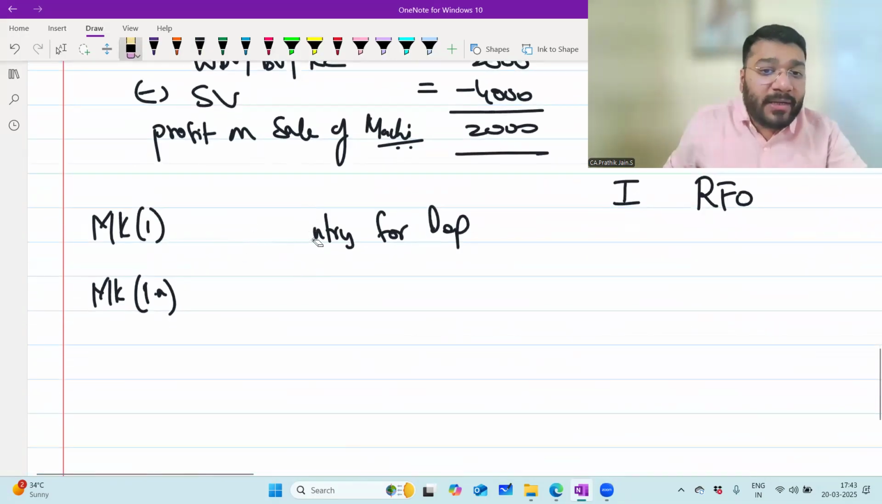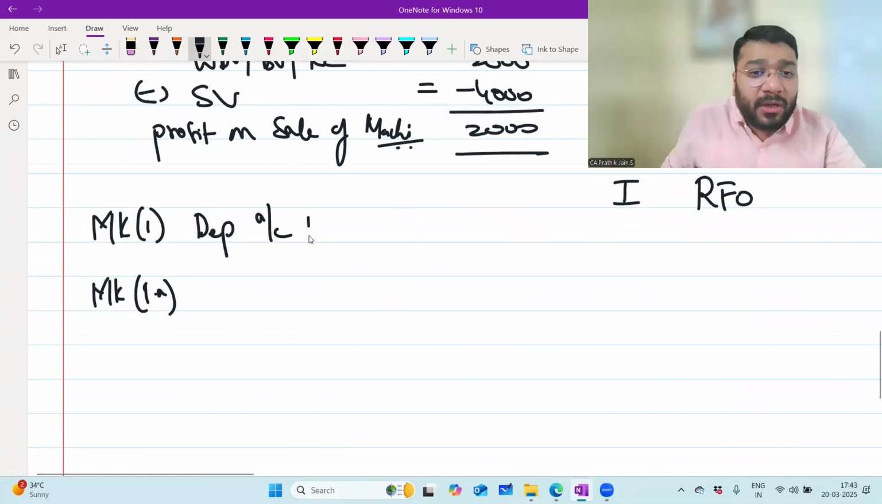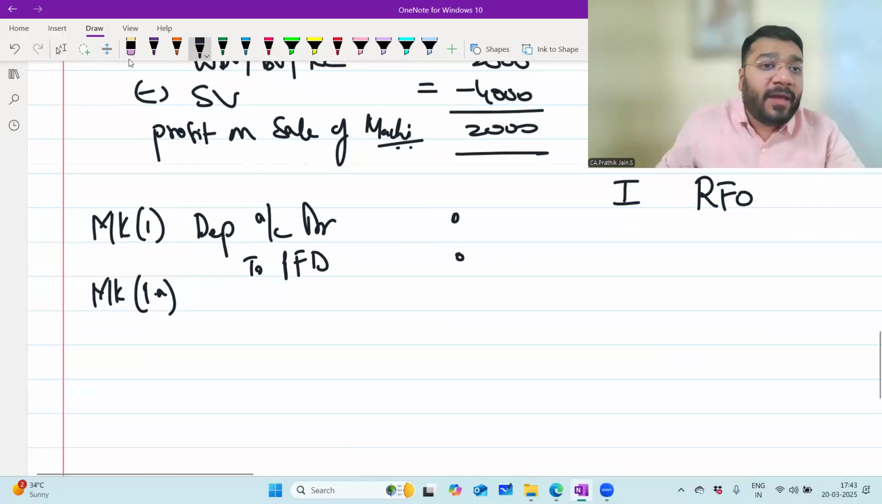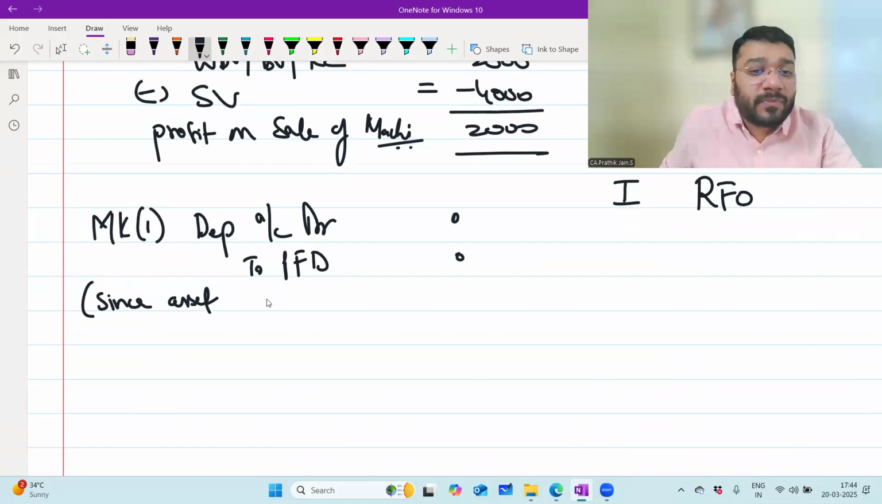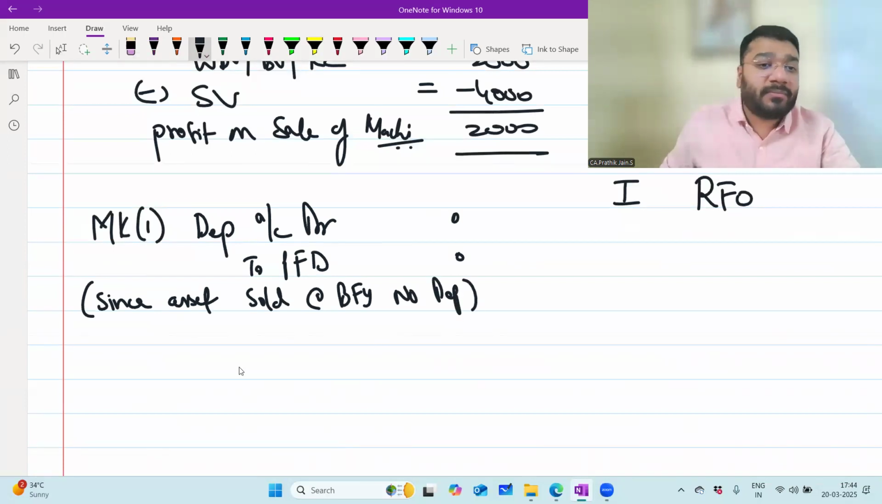Monkey one entry is what? Depreciation to PFD. Depreciation account debit to PFD, which is 0. Tell me why. The asset is sold in the beginning of the year, so there is no depreciation. Since the asset was sold at the beginning of the financial year, no depreciation. Okay, wow.